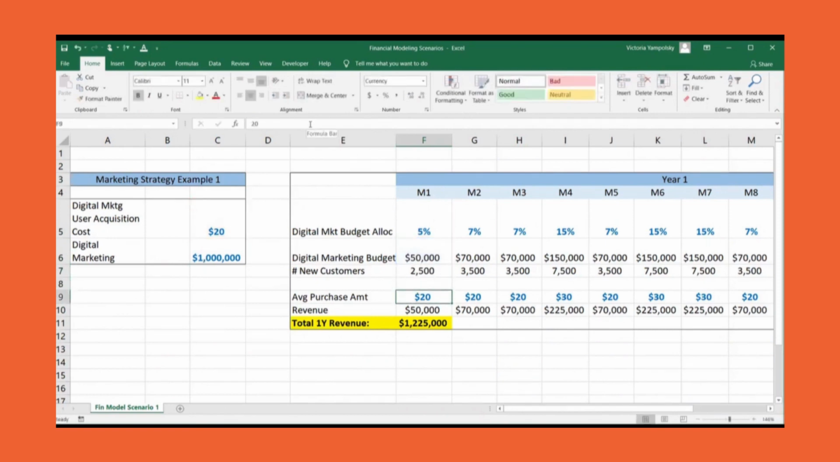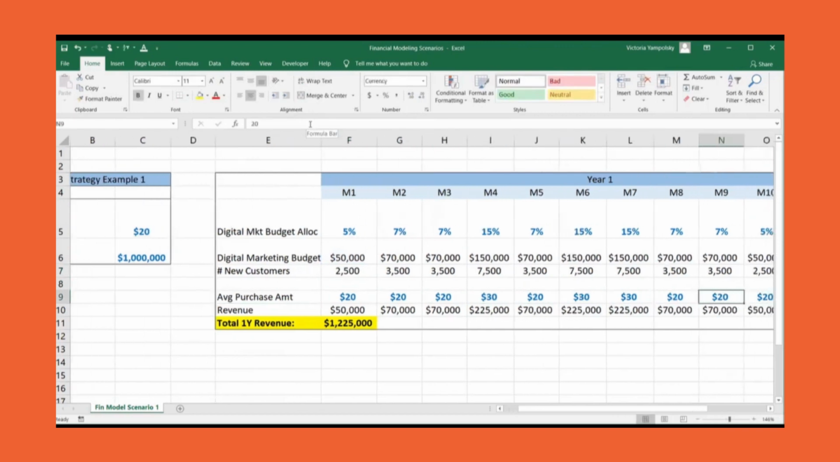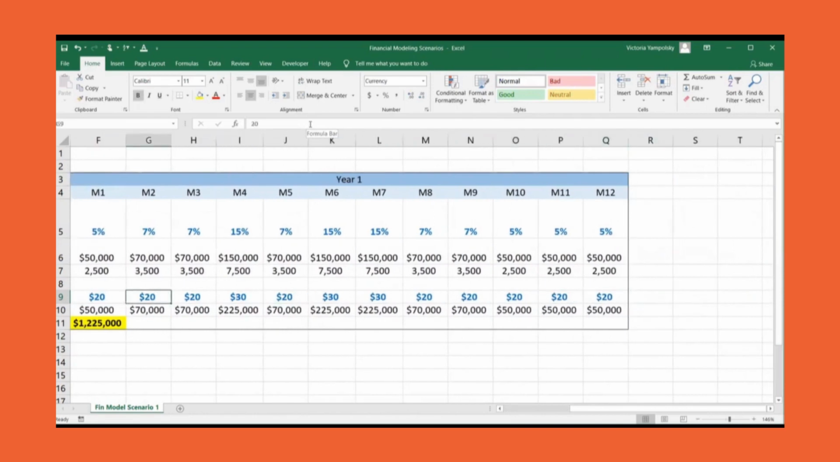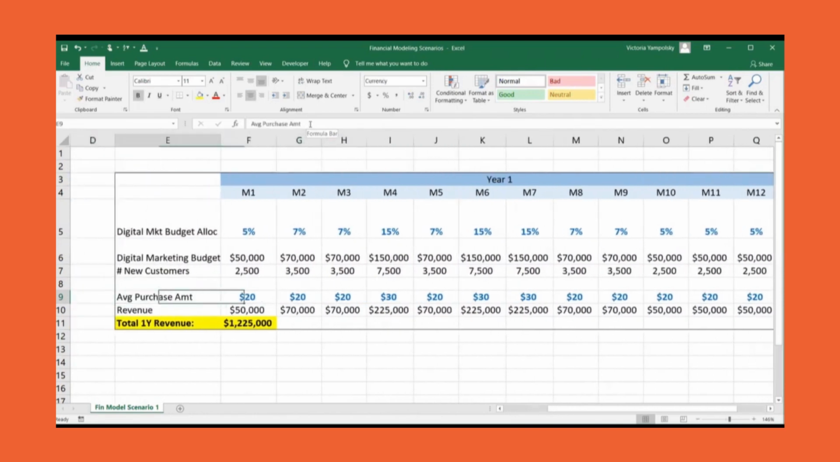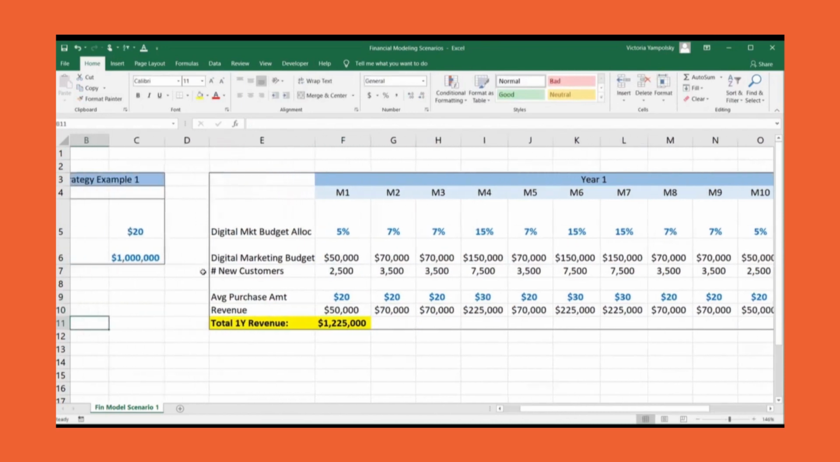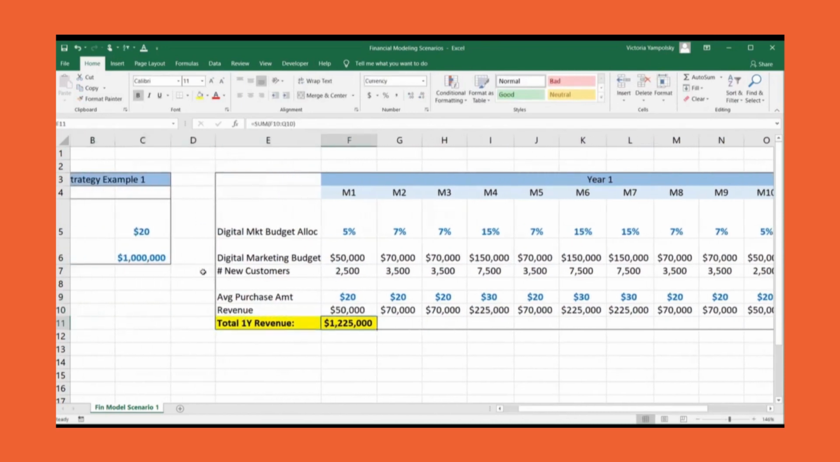Also notice that I took it all the way down to revenues where I assumed a certain purchase amount, which can be the same every month, which can vary. This is completely up to you. The revenue would be the number of new customers times the amount of money they spend. And you notice here that for the first year, the revenue is only 1.225 million, right? On a 1 million marketing budget without including any costs.